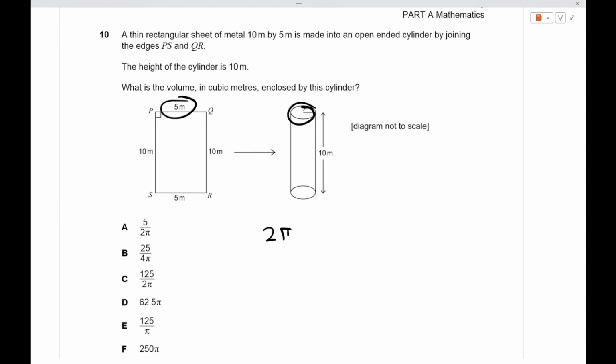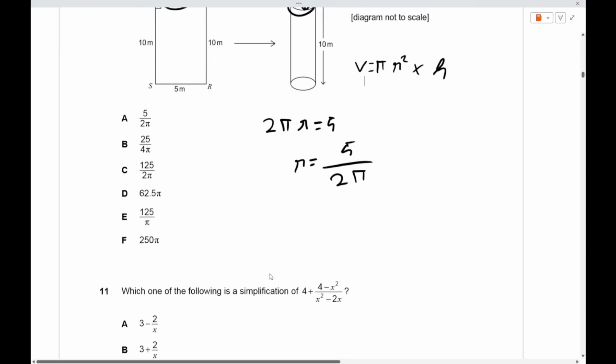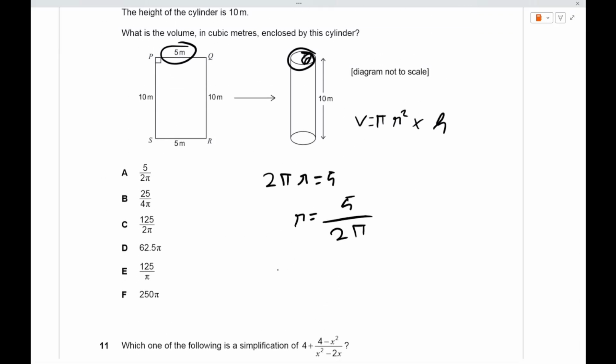You know that the circumference is 2 pi r equals 5. You know that r is equal to 5 over 2 pi. So that's what you're going to use to find the volume, because the volume is going to be the area times the height, and the area is pi r squared, times the height h. That's the volume. What you do is sub in r, so it's going to be 25 over 4 pi squared times pi times 10.